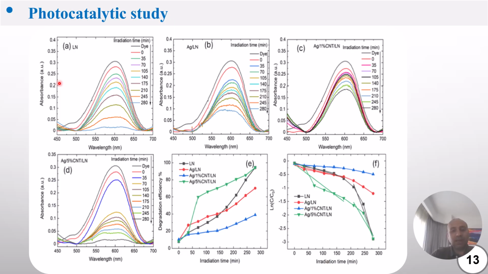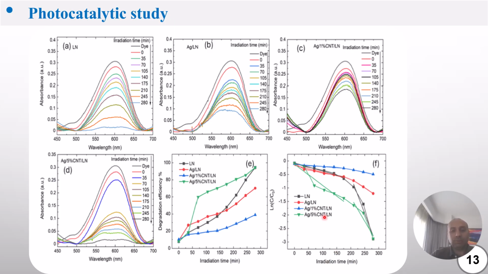Now, for the application, we use the RB5 dye as a complex dye. We measure the absorbance as a function of wavelength for different irradiation times in order to quantify the degradation efficiency. We can see that Ag 5% CNT LN is faster than Ag LN and LN and the others. However, both Ag LN and Ag 1%, due to their low crystallinity, are still low, and this can be correlated with the large size and the low crystallinity measured in the XRD. I guess the surface to volume ratio plays an important role here, because the size is large for both, and this affects the photocatalytic activity.